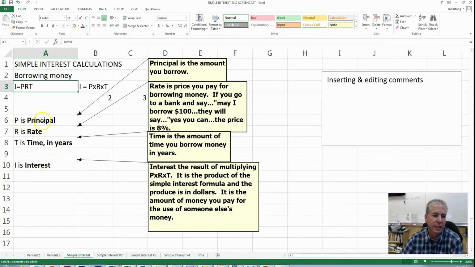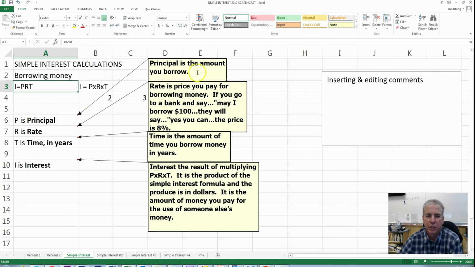And P is the amount that you actually borrow, the principal. R is what we call the rate, and we learned that in our previous lesson. It's going to be expressed as a percent. And T is time in years. Let's take a look at this a little closer.